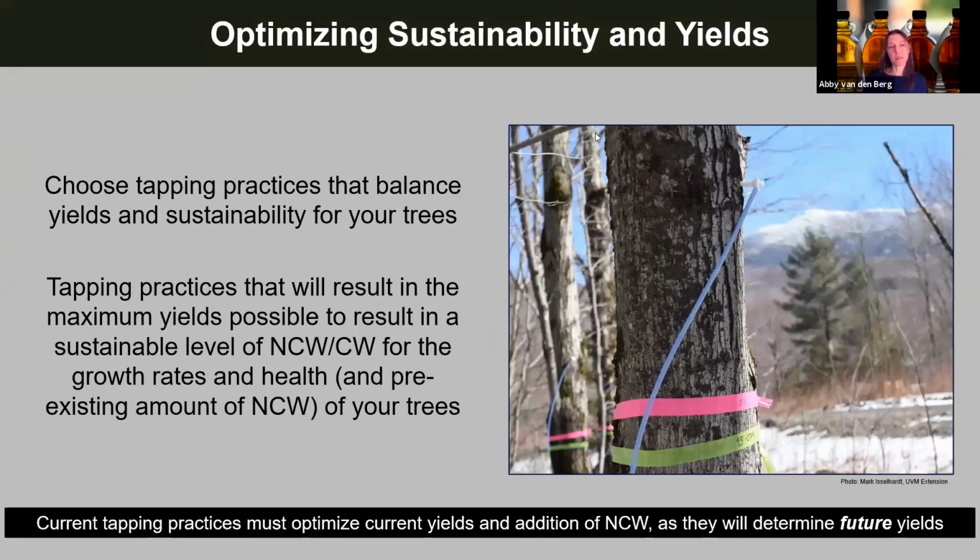So ultimately, you need to choose the tapping practices that balance the yield and sustainability for your trees. The tapping practices that are going to give you the maximum yields possible that result in a sustainable level of non-conductive wood for the growth rates and health, and also how much non-conductive wood is already there in the trees that you have. Because we need to optimize our current year yield, because it's ultimately going to be the thing determining our future yield.